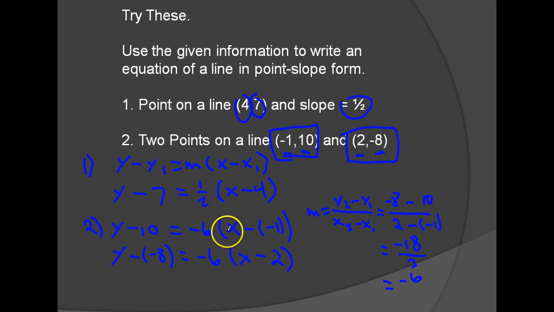Alright, so that's point-slope form. Hopefully now you'll have a better understanding of how to use point-slope form. We've already looked at slope-intercept form, and then after we get comfortable with point-slope form, we'll look at another standard form.